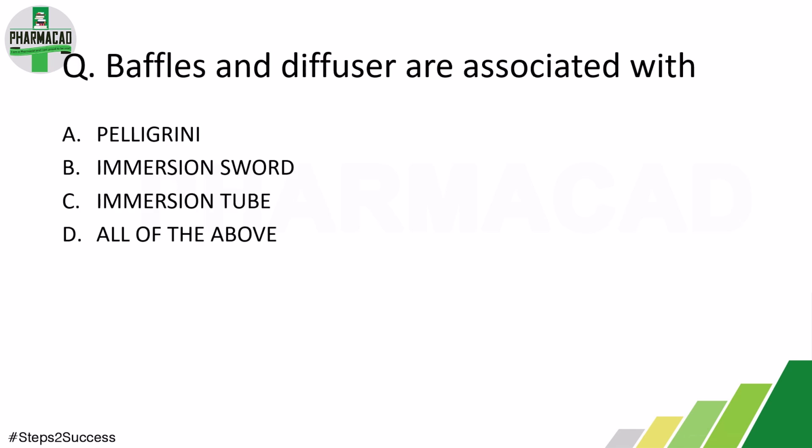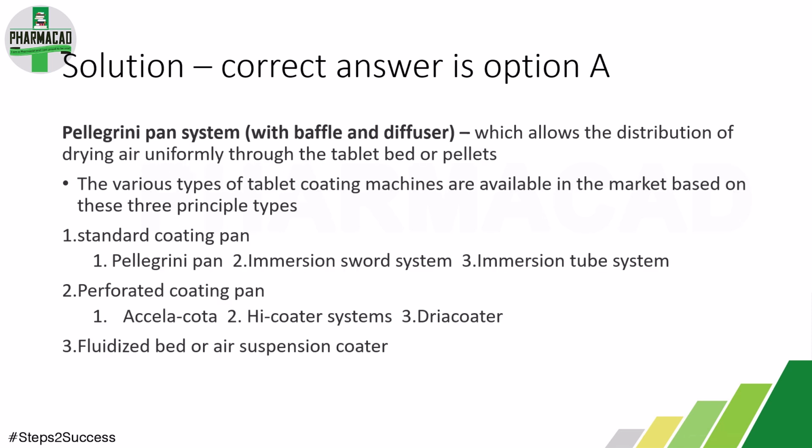Question 3. Baffles and diffuser are associated with option A, Pellegrini, option B, immersion sword, option C, immersion tube, option D, all of the above. The correct answer for the given question is option A, Pellegrini equipment. Pellegrini pan system has a baffle and diffuser, which allow the distribution of drying air uniformly through the tablet bed. The various types of tablet coating machines are available in the market based on these three principal types.